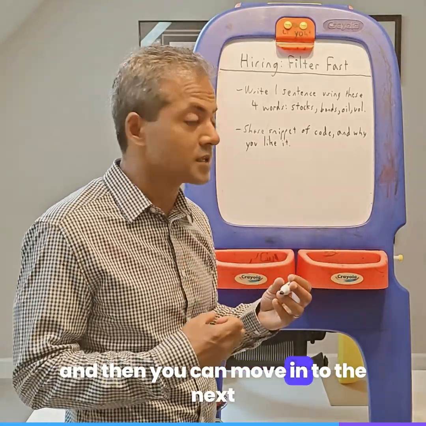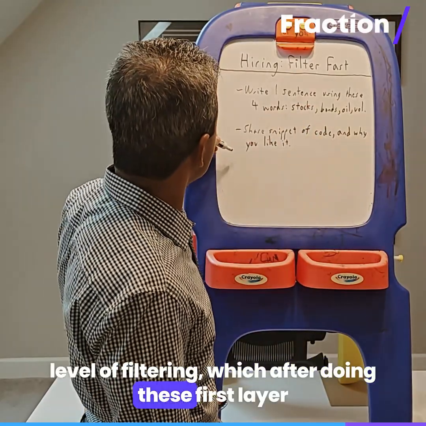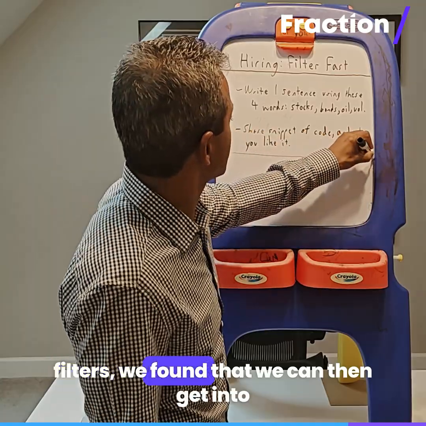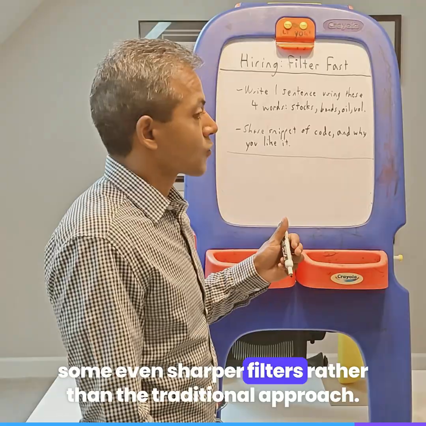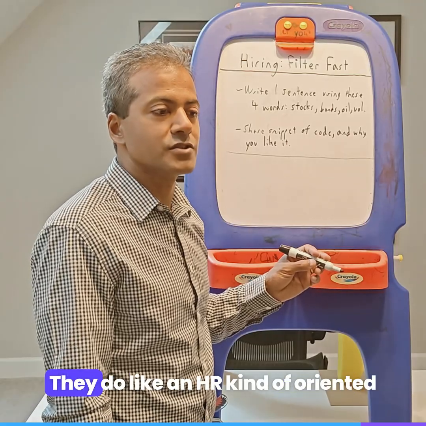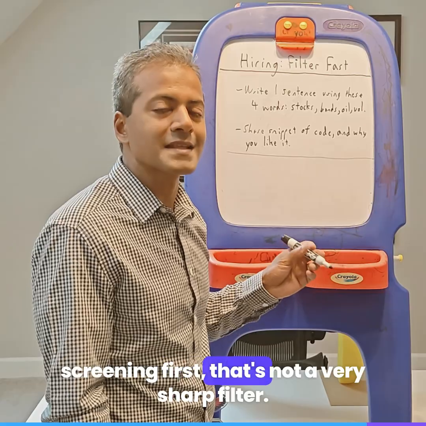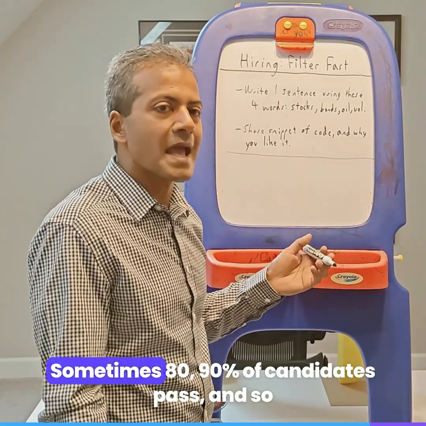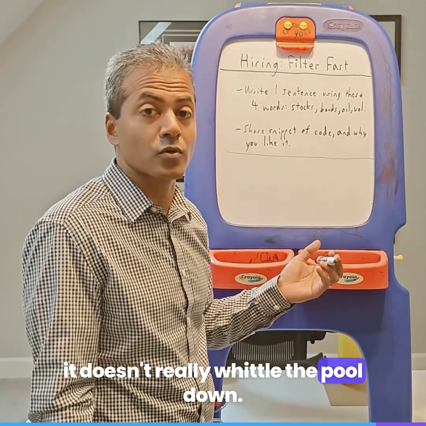And then you can move into the next level of filtering, which after doing these first layer filters, we found that we can then get into some even sharper filters rather than the traditional approach. So many companies do this. They do an HR kind of oriented screening first. That's not a very sharp filter. Sometimes 80, 90% of candidates pass. And so it doesn't really whittle the pool down.